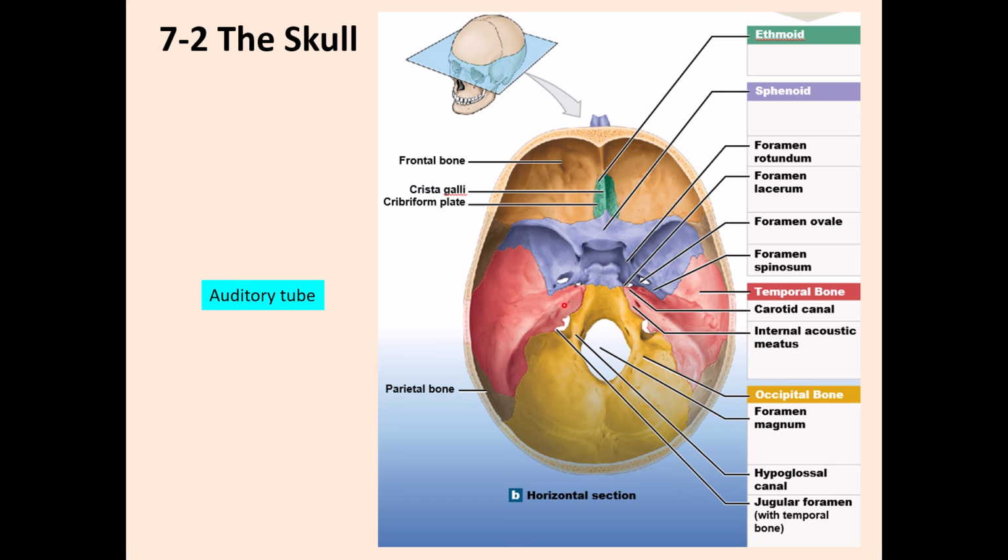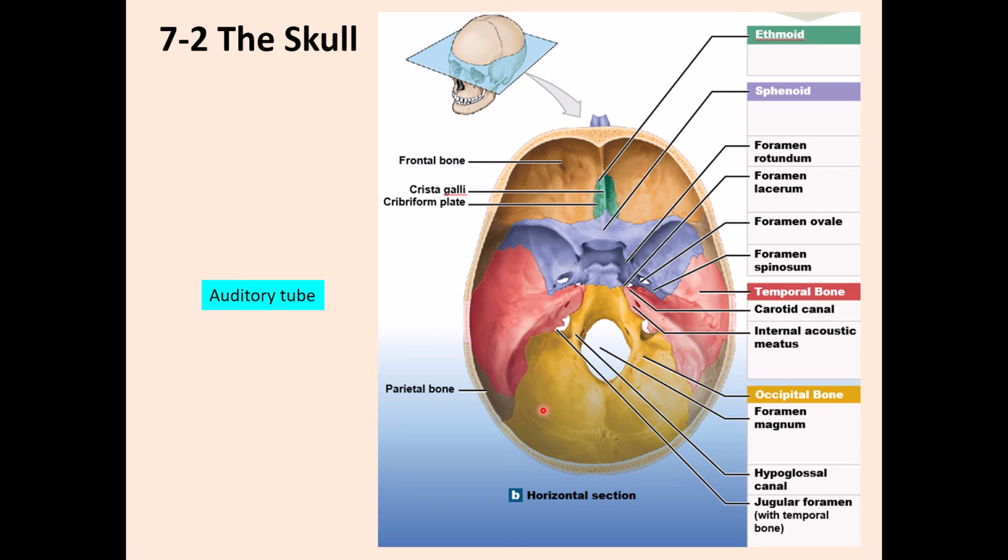Here in the temporal bone, one on each side, this thing that you see is the internal acoustic meatus, and cranial nerve 8 passes through it. And this is the jugular foramen, and you can see it's located between the temporal and occipital bones. The jugular vein passes through here. Also cranial nerves 9, 10, and 11 pass through the jugular foramen. So lots of things.